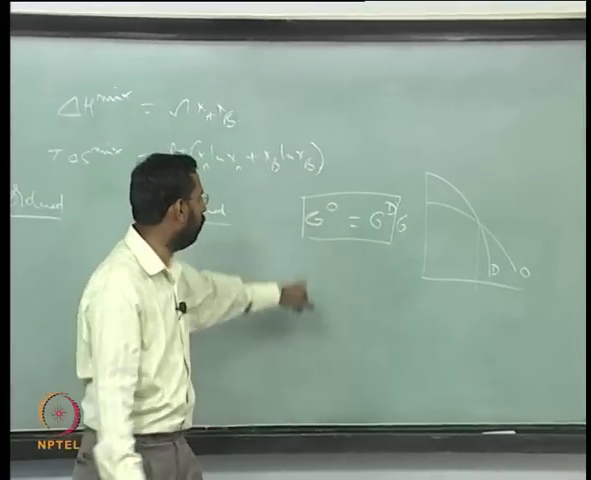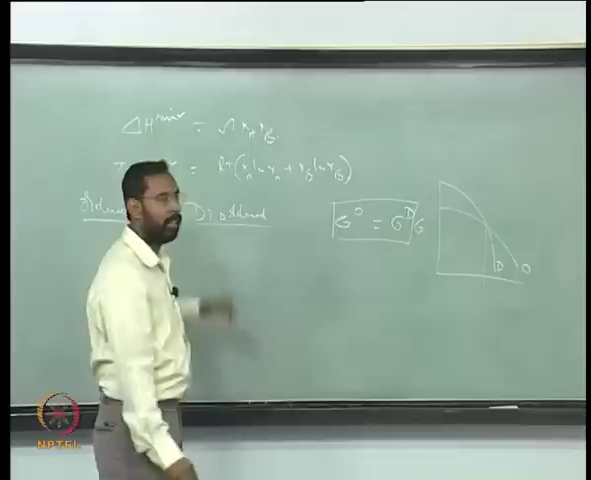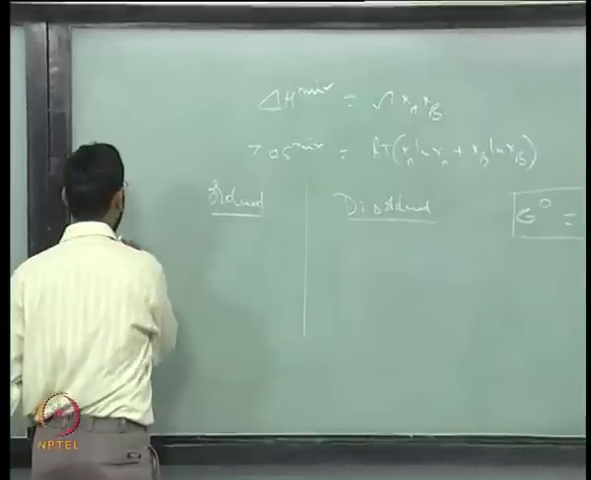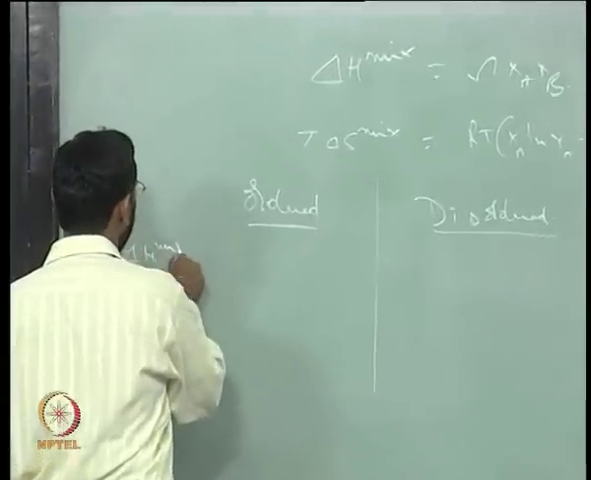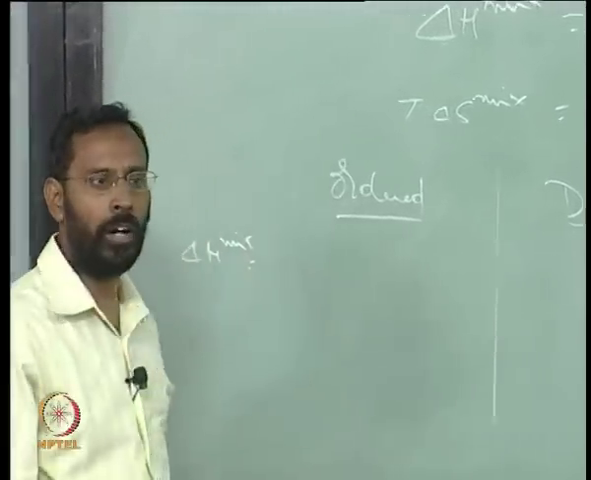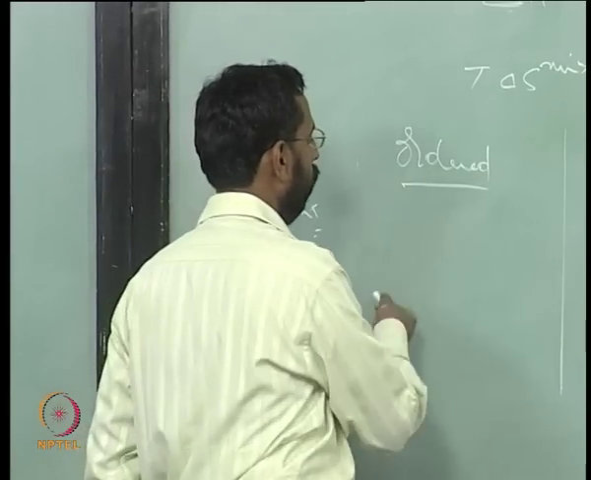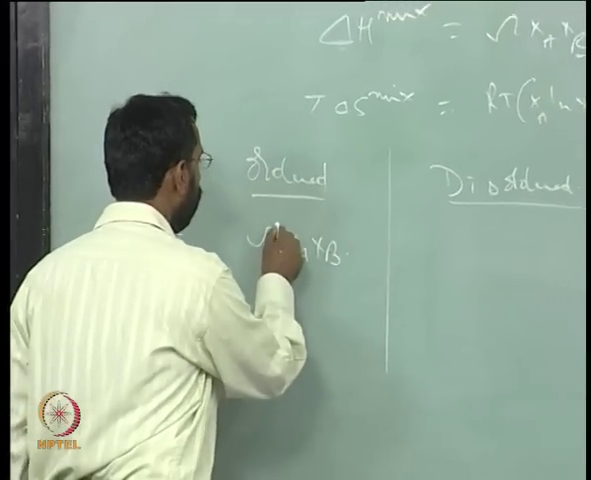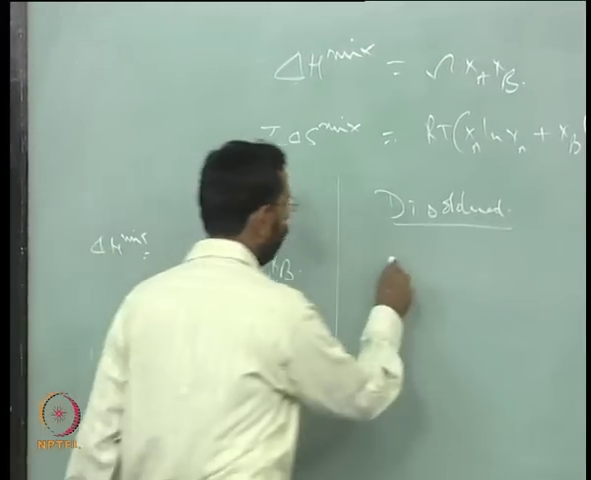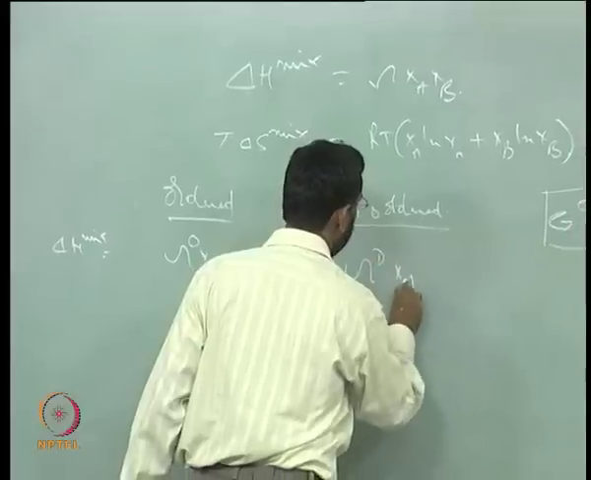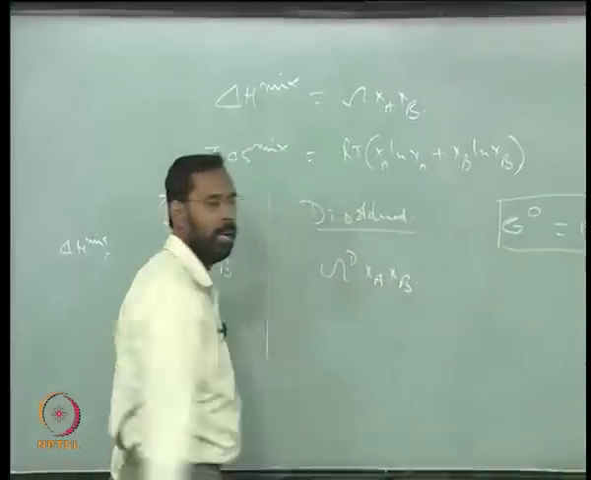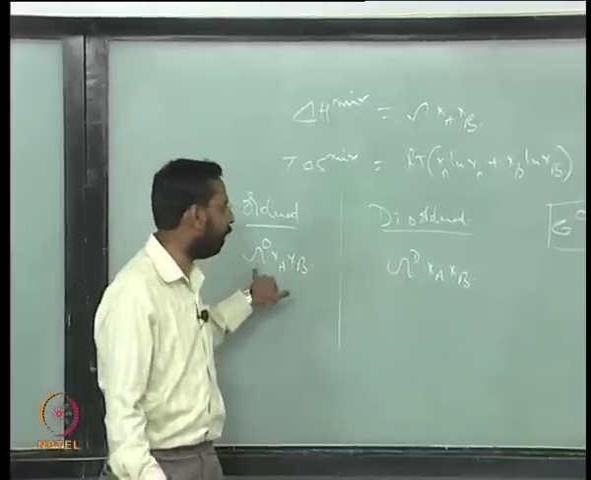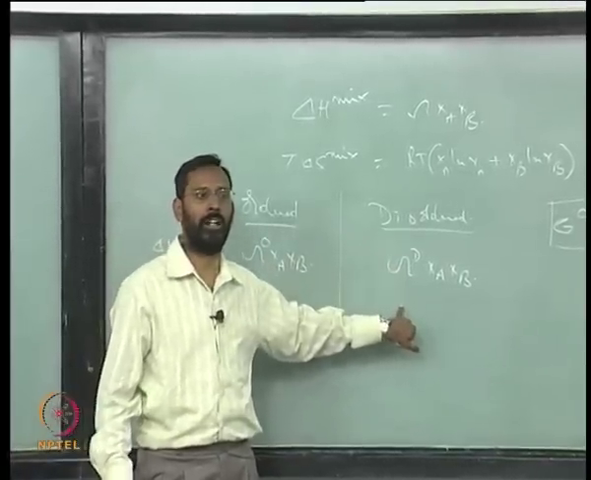G is nothing but H minus TS. So, when you consider the delta H part, you would see the delta H mixing for the ordered will be more negative. So, it will be omega of the ordered XA XB, and this will be omega of the disordered XA XB for the disordered. And this omega ordered will be more negative than the omega disordered; that has to be remembered.